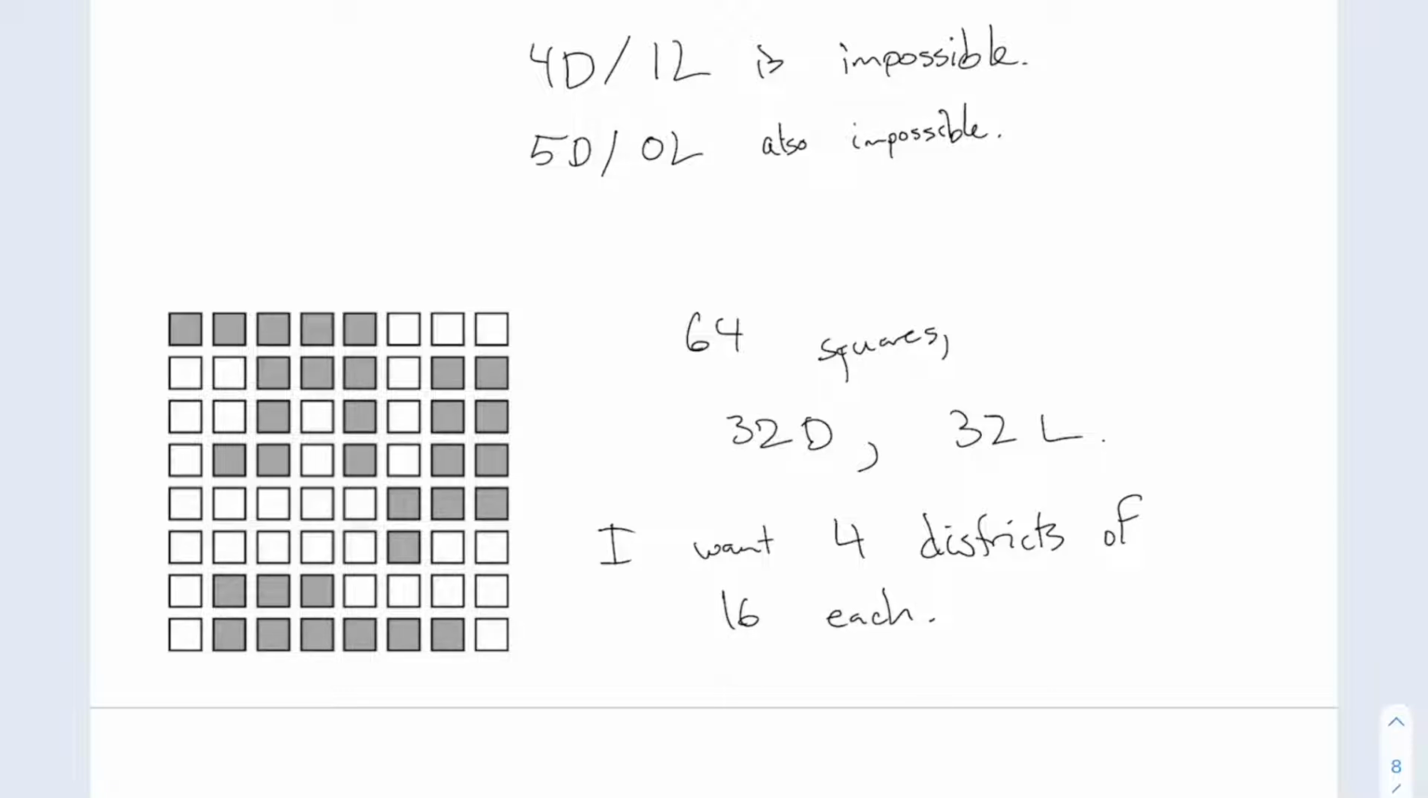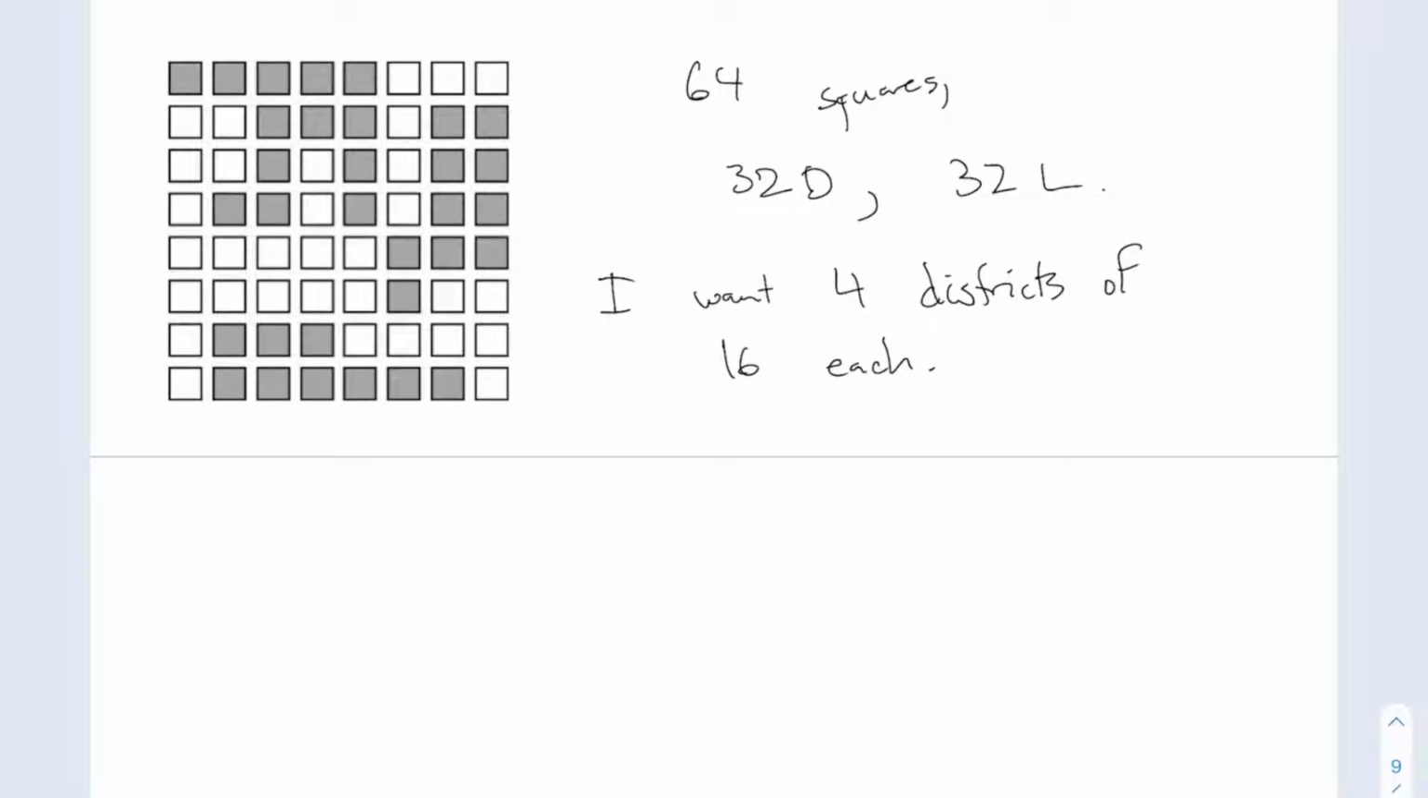Your job is, first of all, figure out which outcomes are possible. I will list down, just like in theory, the possible ways this could go. You could get 0 dark, 4 light, or you could get 1 dark, 3 light, or you could get 2 dark, 2 light. Or you could get 3 darks and 1 light, or you could get 4 darks and 0 lights.